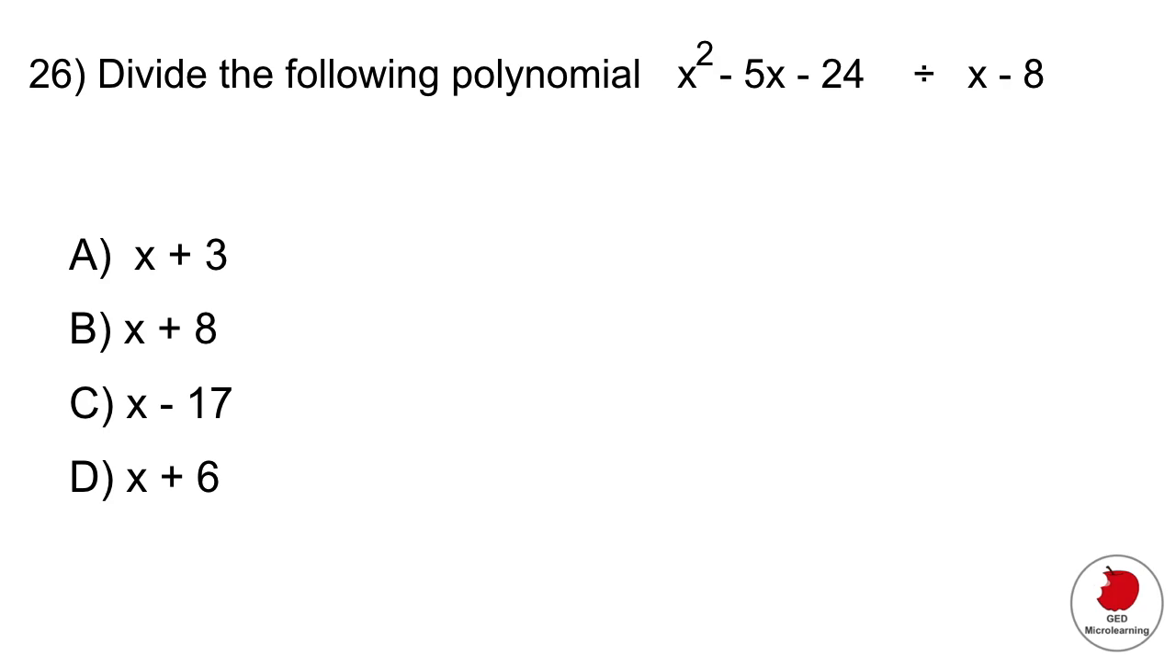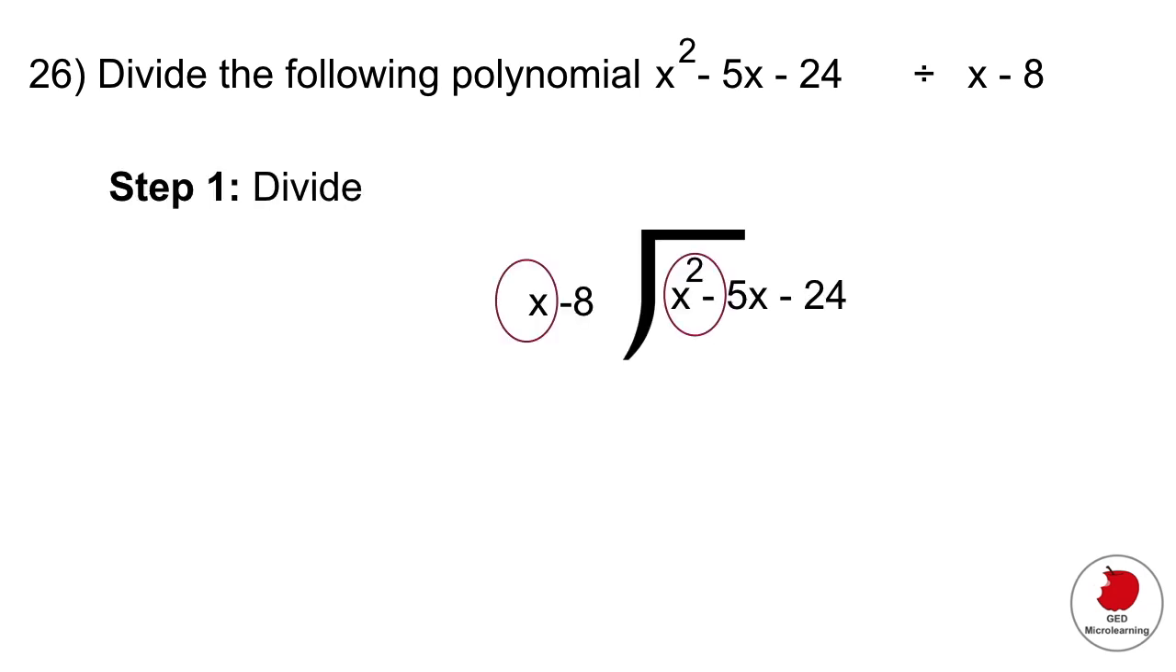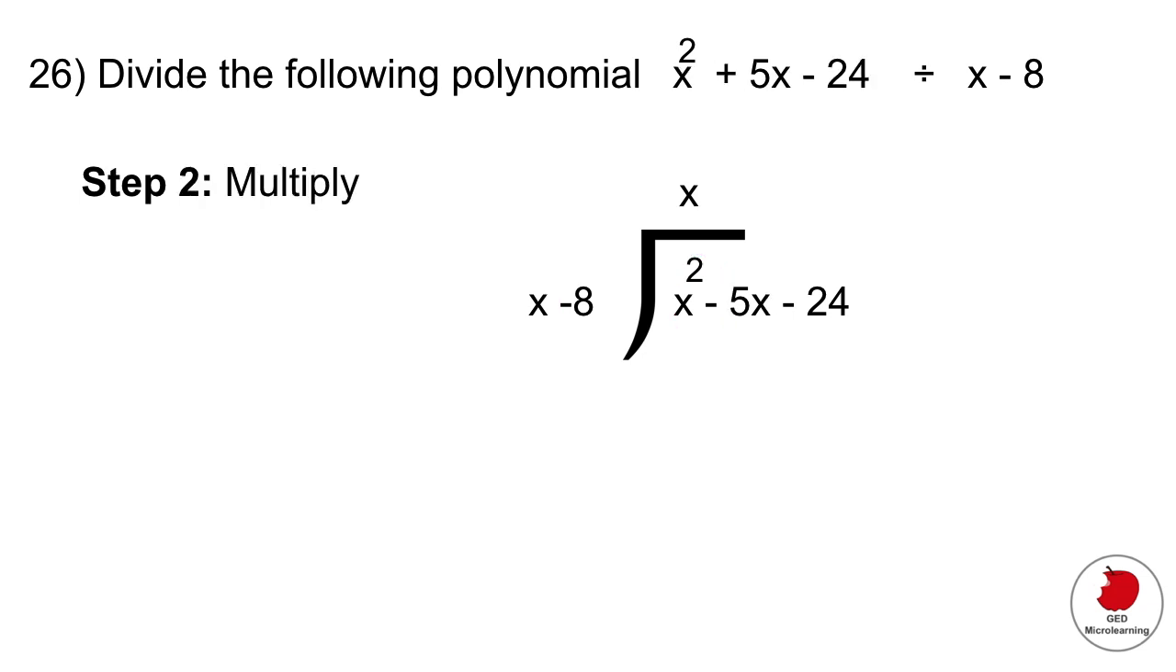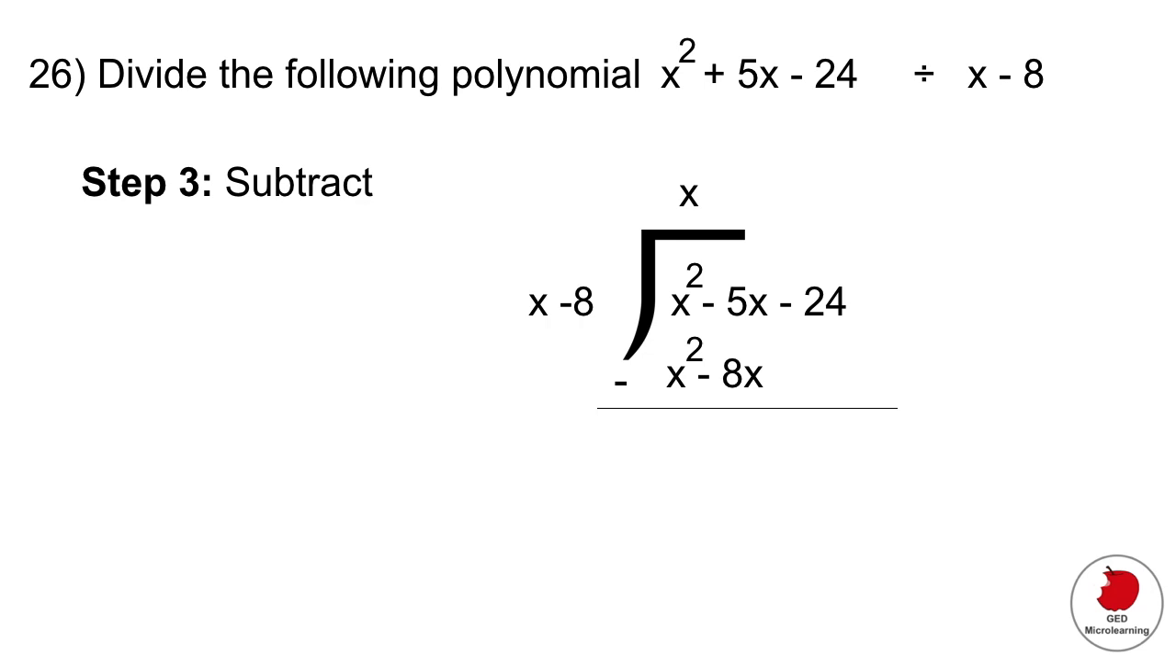All right, let's do a second polynomial division. Okay, so in this case, again, you have a division, and we're going to do the same thing, however many cycles we need. So first thing, divide. So x squared divided by x is x. Put that x in the top there. Step 2, multiply. So x multiplied by x is x squared, and x multiplied by negative 8 is negative 8x. Step 3, subtract. So x squared minus x squared is 0, and minus 5x minus negative 8x is equal to positive 3x.